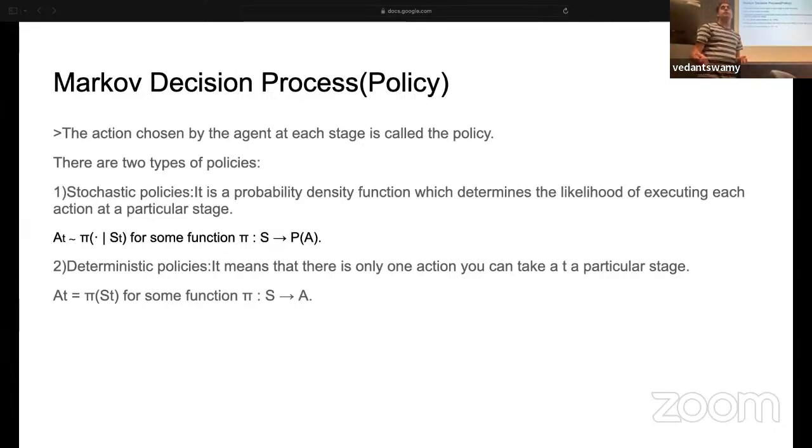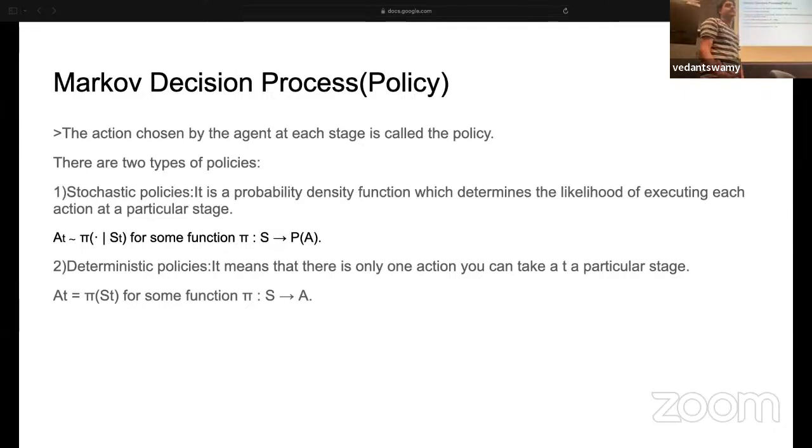Because in this case, we are not working with probabilities at all, right? Whereas in the case of a stochastic policy, it is a probability density function that we need to be working with, because at each stage, the agent can take a multitude of actions. So we'd be working from the state space to the probability space of the set of actions that are possible. And this is conditioned on the state that the agent is in currently. So to summarize, stochastic policies are for probabilities, deterministic policies are for a fixed action the agent can take at a particular stage.